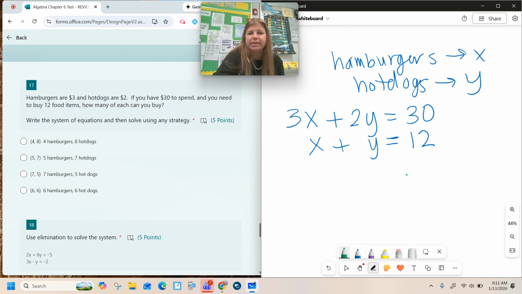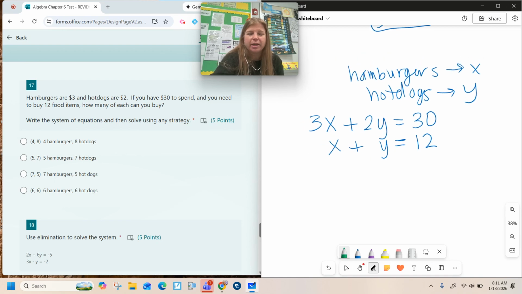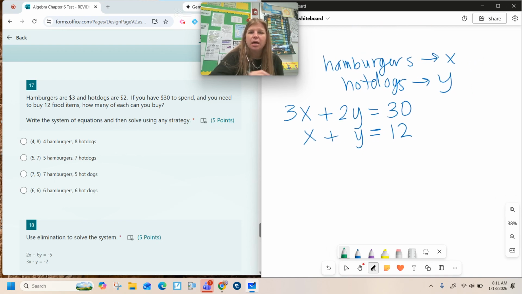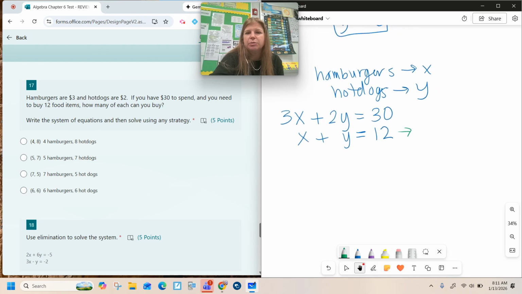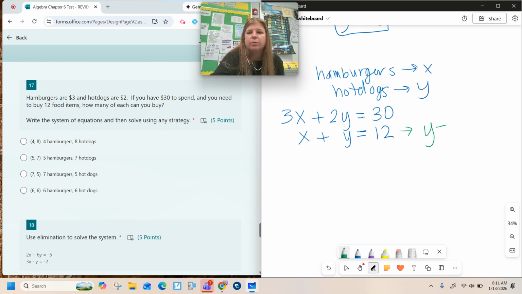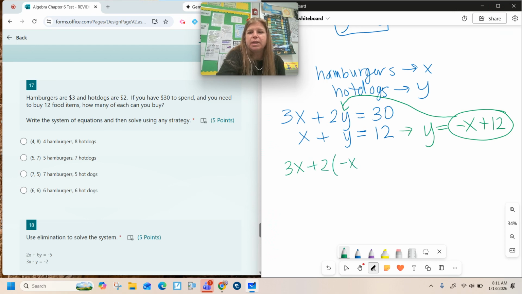So now that I have this, I can solve this in any way that I want. I can use elimination, I can use substitution. It will not matter. Maybe I want to use substitution just because the last problem I did elimination. So let's say I rewrite my second equation as y equals negative x plus 12. Again, you can do this a different method and then check with me at the end and see if you got the same answer. Plug it in for y in the other equation, so 3x plus 2 times negative x plus 12 equals 30.